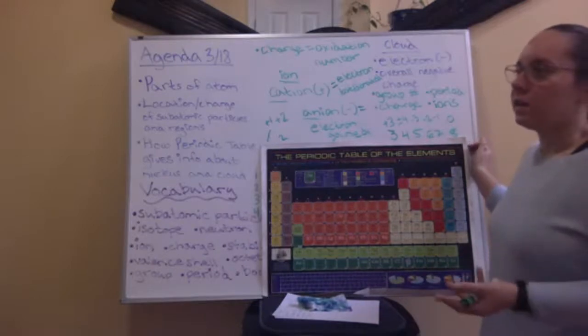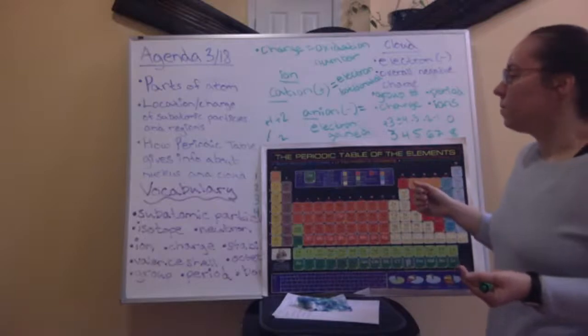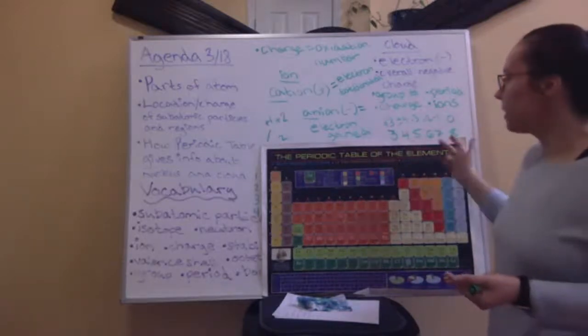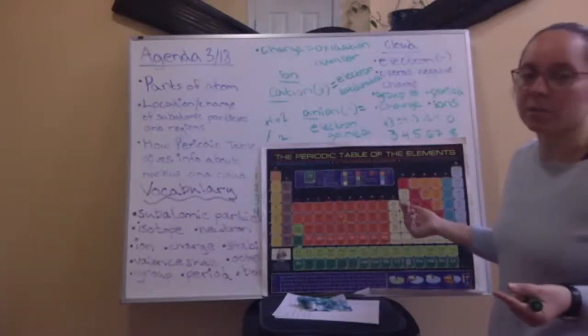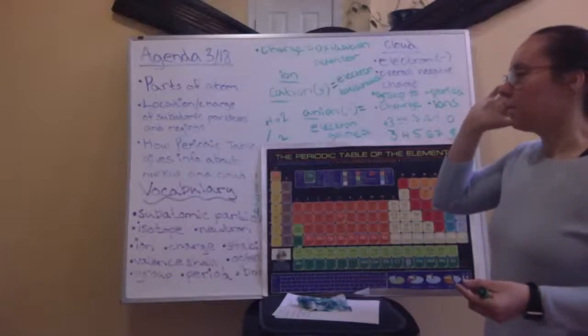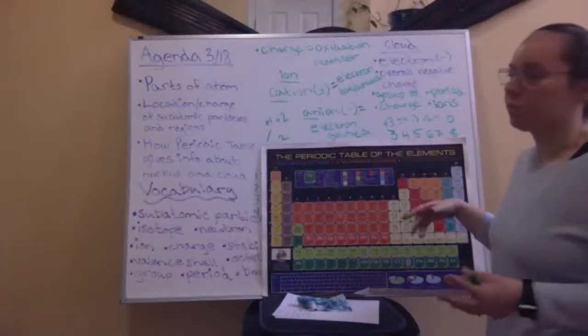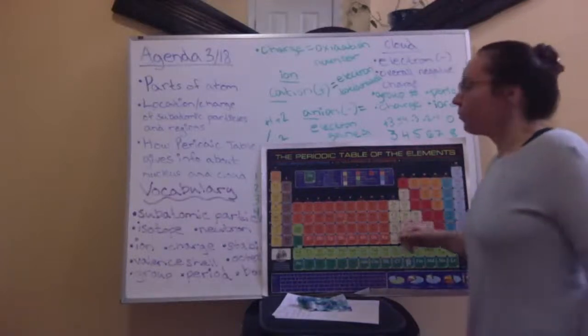And the answer is, so it can be stable. Because maybe it has to give electrons to become stable, or maybe it has to take electrons to become stable. It's all about stability. And usually the question will be specific. So why does this element want to donate 3 electrons or something like that?